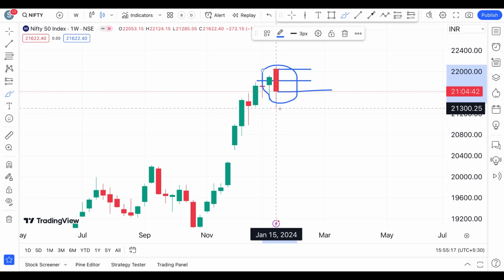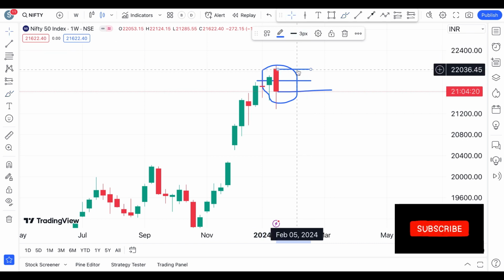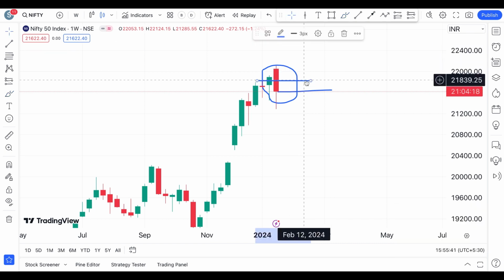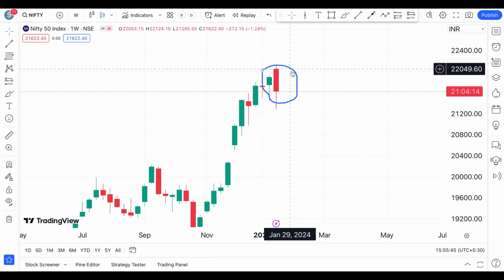The lowest point in this week is 21,285, and the highest for this week is 22,124. And the opening for this particular Nifty weekly candle is 22,053 points, and finally we have seen a close around 21,622 points. So now all this put together, what we are seeing here is trouble for the Nifty. That is because of the bearish engulfing pattern that it has given here.